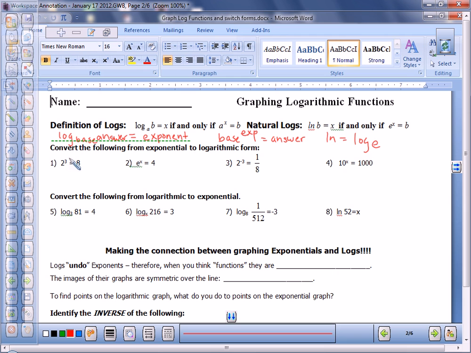Okay, first thing we're going to do is just practice some very simple conversions. All these are in exponential form, aren't they? We have a base raised to an exponent equals an answer. So we're going to switch from exponential form to logarithmic form. So it becomes log, what is your base? 2. What is the answer part? 8. And a logarithm always solves for the exponent. So in number 1, what's the exponent? 3.